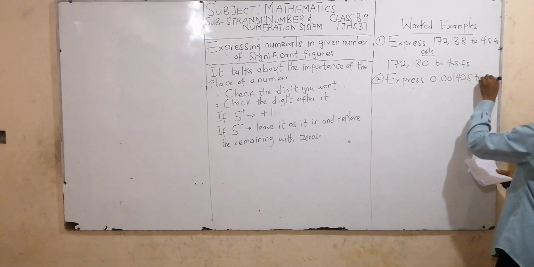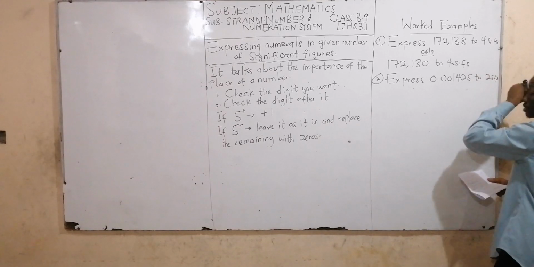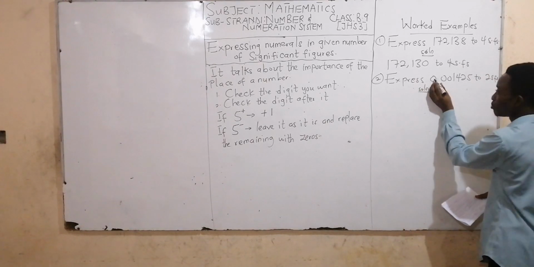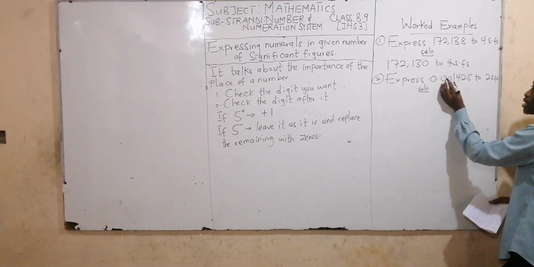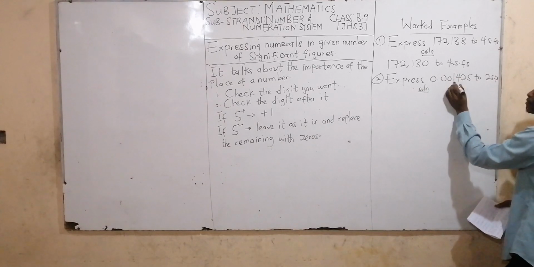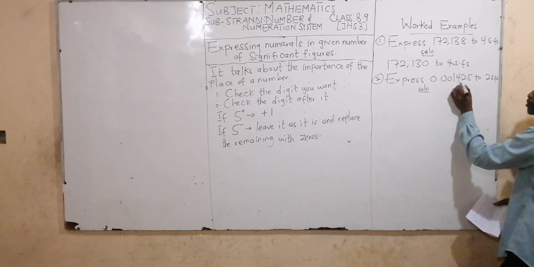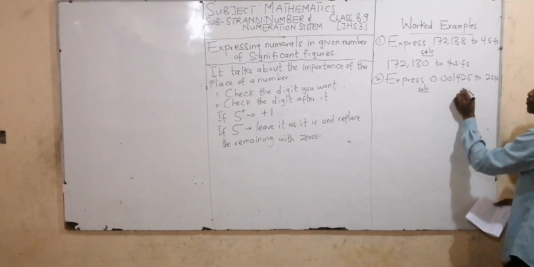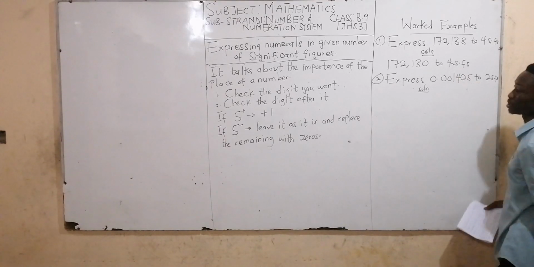Let's express 0.001425 to two significant figures. So let us choose the second. As I said, the 0 at the beginning is not significant, the 0 coming right after the point is not, and the next 0 is not. So my first significant figure is 1, second is 4. I check what comes after it. It is less than 5. So I leave the 4 and I replace the rest with zeros.